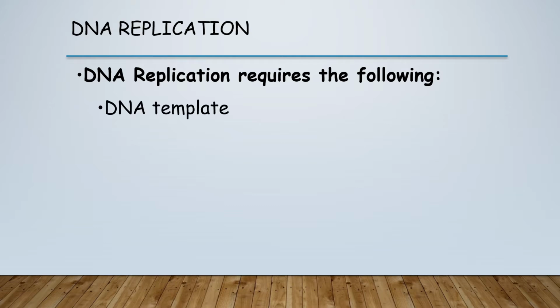So now let's look at what is required for DNA replication to occur. We need to start with a DNA template. If you're going to the photocopier to make a copy, you need to stick in a bit of paper, and that's what we're doing with a DNA template. This is the bit of DNA that we are going to copy.